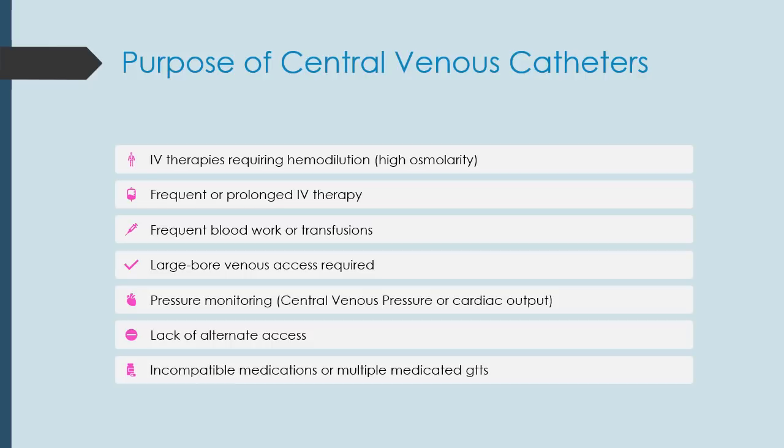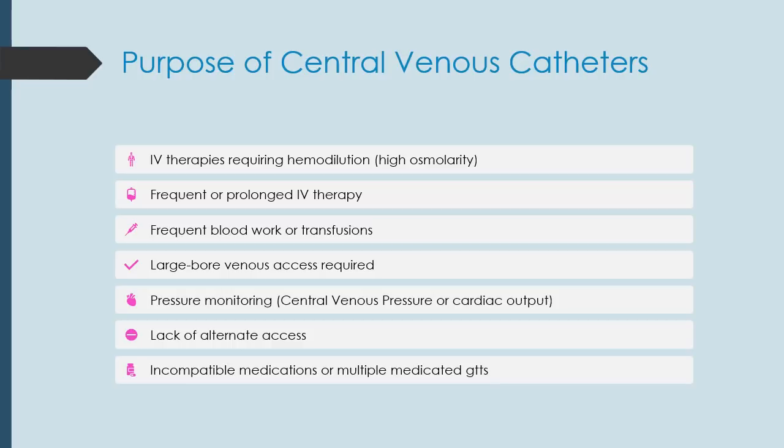But because hypertonic solutions can cause severe damage to the vein, it is best practice to infuse fluids with an osmolarity greater than 600 through a central line. This causes hemodilution, which is what you want. Examples of these types of solutions include anything that has more than 10% dextrose, 5% protein, and then high electrolyte concentration. So if you have a high potassium, you might want to consider advocating for an insertion of a central venous catheter.